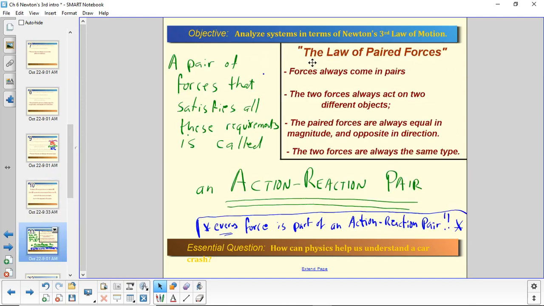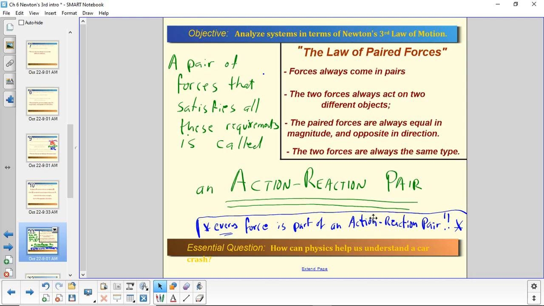Now, I listed all these things. These are the four characteristics of pairs of forces according to the third law. Now, if you can identify a pair of forces that satisfy all of these requirements, then we call this an action-reaction pair. So it's a pair of forces which form an action and a reaction. Okay? Every force is always part of an action-reaction pair. That's another way to say the third law. You cannot have a single force in isolation. It is always part of an action-reaction pair.